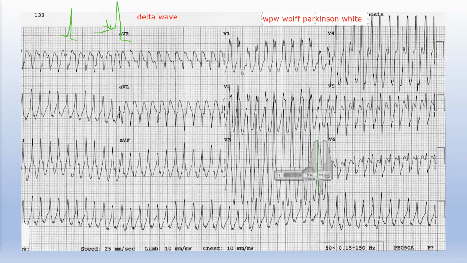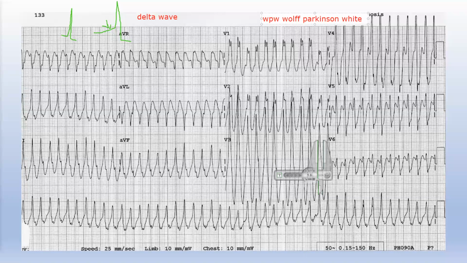So again, what is the delta wave? A delta wave is the slurring of the upstroke of the QRS complex. And this occurs because the action potential from the SA node is able to conduct to the ventricles very quickly through the accessory pathway. And thus the QRS occurs with a delta wave.